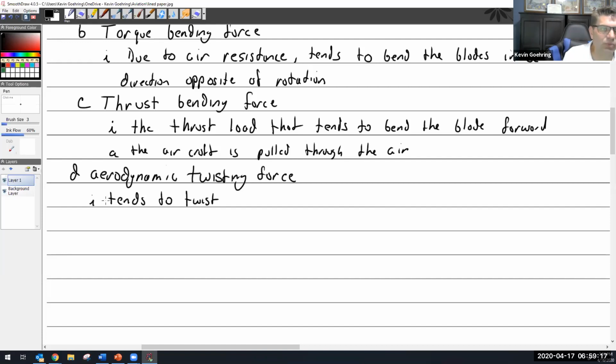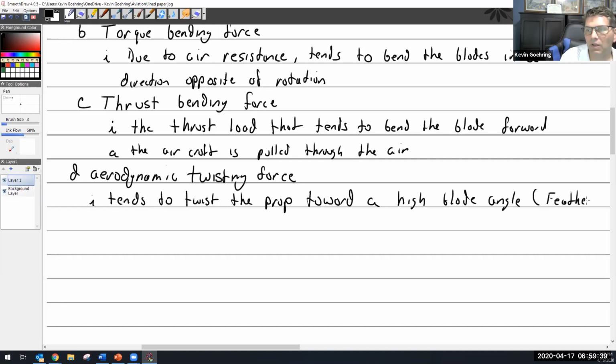It's on a rotating bearing in there, so it does have a pronounced effect. It tends to twist the prop toward a high blade angle. And I'm going to put feather, just so you get used to me saying that, towards feather. Sometimes I'll just say towards feather, and high blade angle is feather. And you know which way feather is, right?